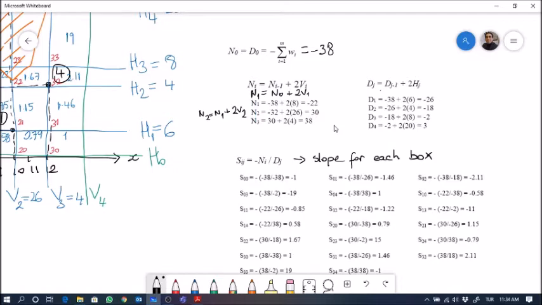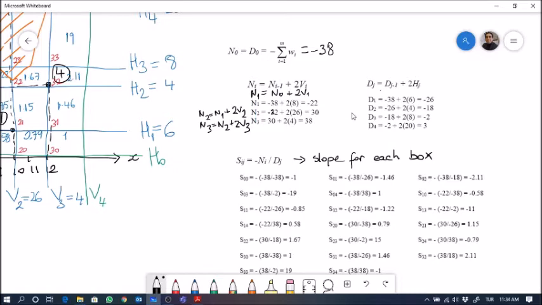There's a typing mistake here. Let me correct this as minus 22. Okay. Then N3 is equal to N2 plus 2 times V3. So N2 was equal to 30 and V3 equals 4. 2 times 4 plus 30, it means it will be 38.